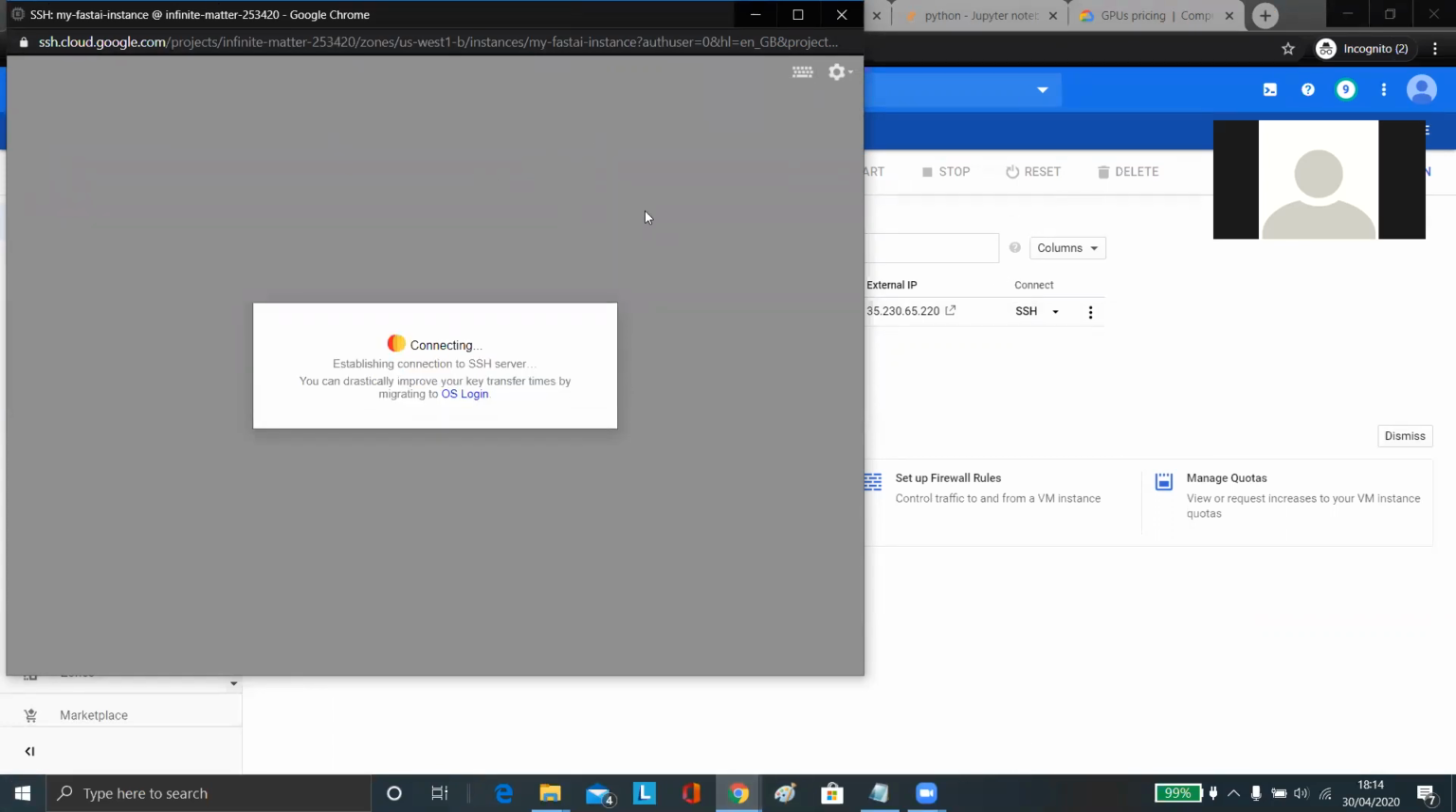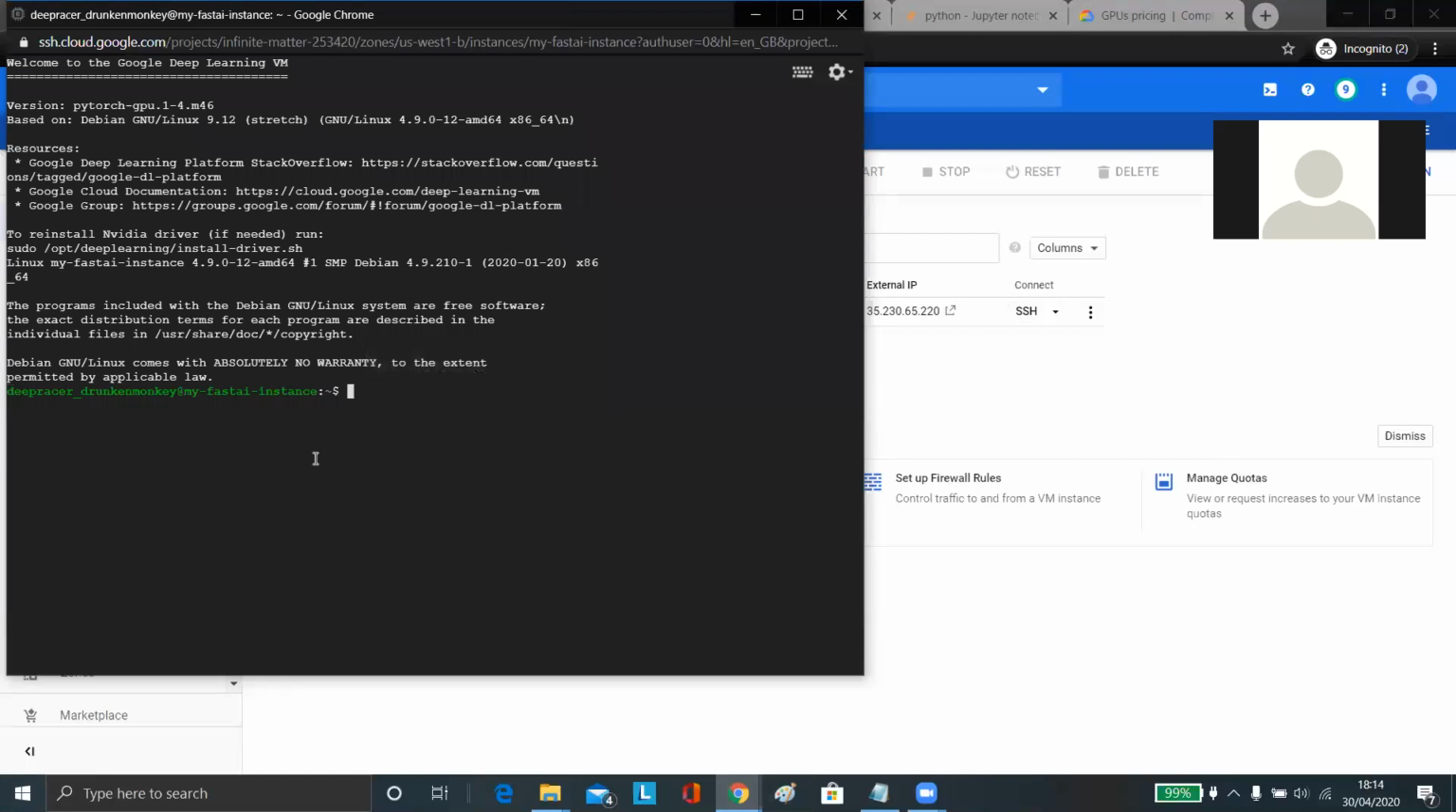It just takes a little second to transfer the keys. There we go. That's my DeepRacer alias, Drunken Monkey. I don't know why I picked that one. Okay, so we're on the virtual machine.